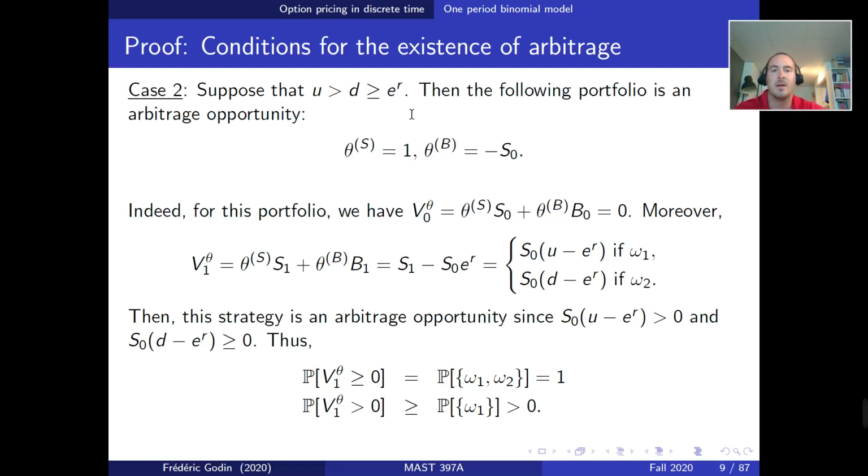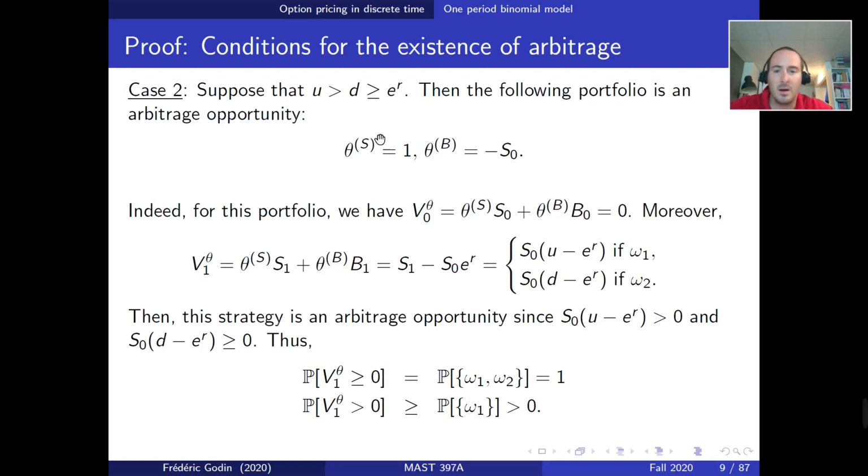Intuitively, we can see that because u and d are greater or equal to exponential of r, the stock return will always be greater or equal to the return of the risk-free asset. So what can you do in that case? You can hold the stock because it always has a higher return, and you can sell short the risk-free asset because it always has a lower return, and then you construct an arbitrage opportunity from this.